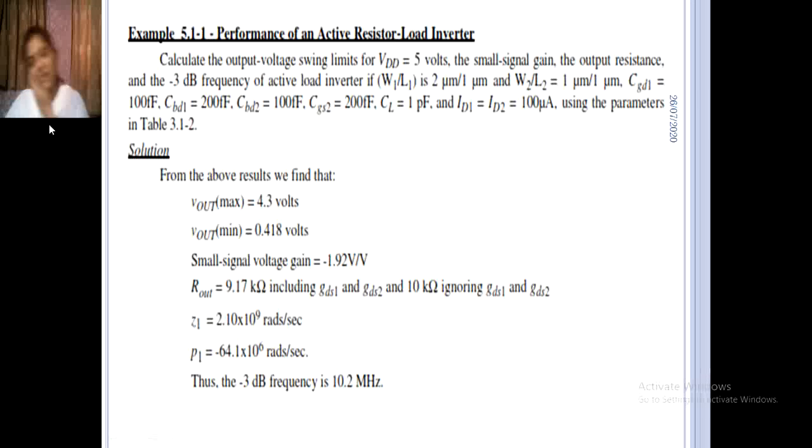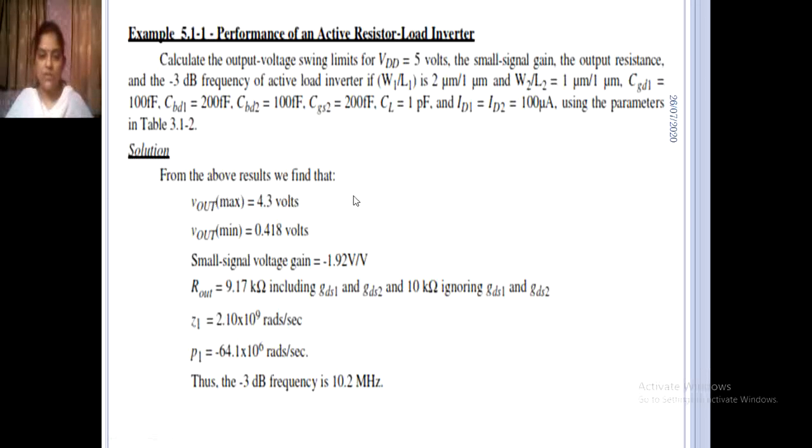So CGD1 is 100 picofarad, 200 picofarad, 100 picofarad, 200 picofarad, and ID1 is equal to ID2 is equal to 100 microamperes, using the parameters in the table.